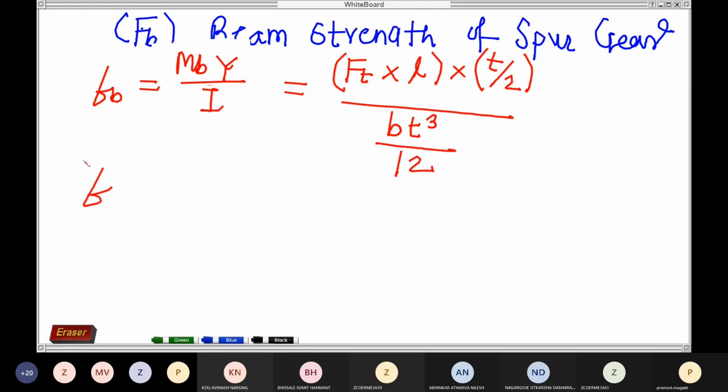So this was the explanation regarding this stress and neutral axis distance. So I will have to convert this. MB, we have written this. Neutral axis distance, this is T by 2, and moment of inertia BT cube by 12. Just write down from your end.